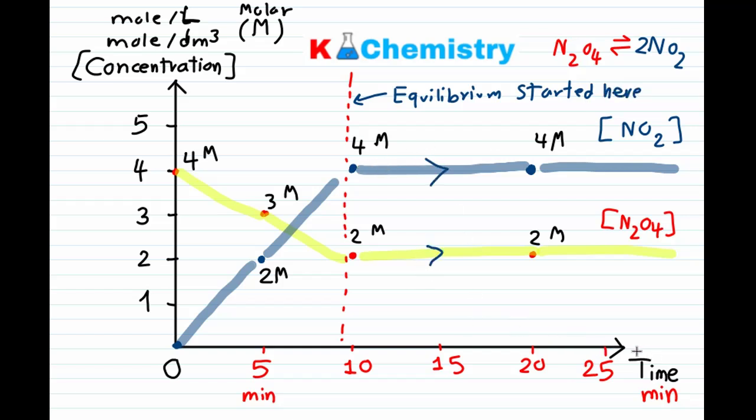I will say that the concentration becomes fixed. Whatever the time goes, after that the concentration becomes fixed, not equal, because the concentration of NO2 here is fixed at 4, and the concentration of N2O4 is fixed at 2. So don't say the concentrations are equal, the concentrations become constant.